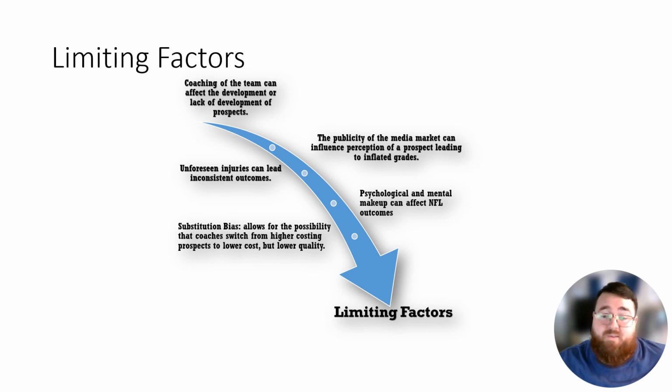Look at Geno Smith. Same difference. Was on the Jets. Terrible environment, terrible situation. Kept sticking in the league, and he finally was able to start and actually perform really well. So coaching can affect the development or lack of development of prospects. Another thing, unforeseen injuries can lead to inconsistent outcomes.